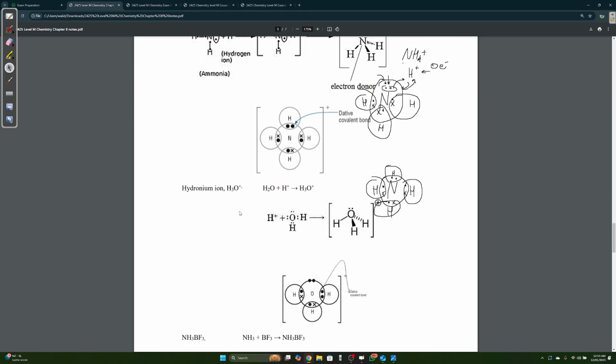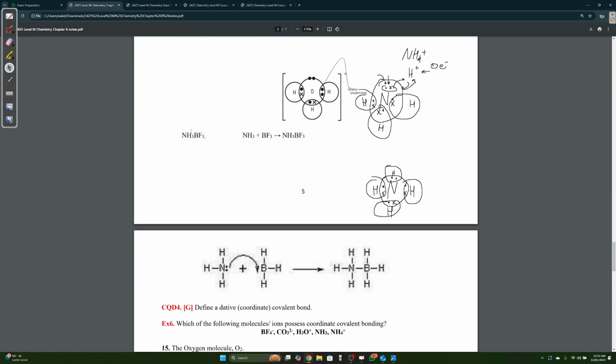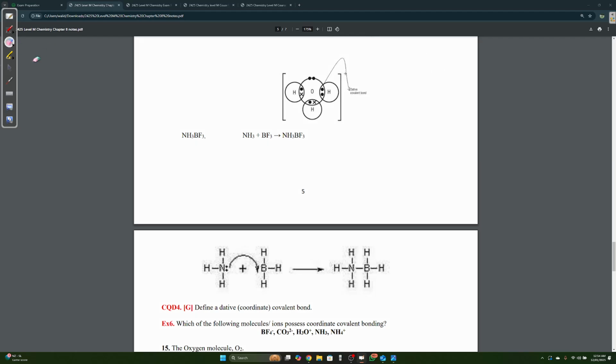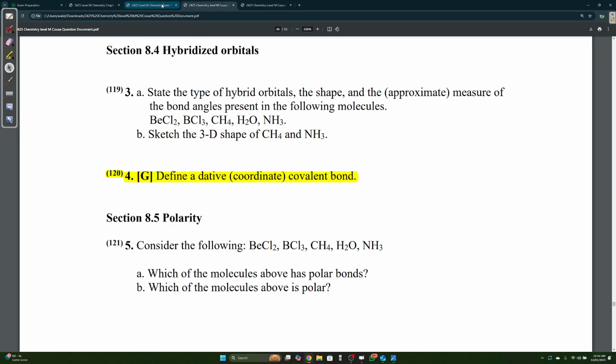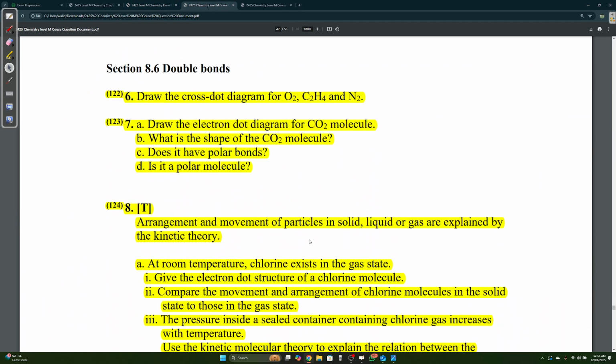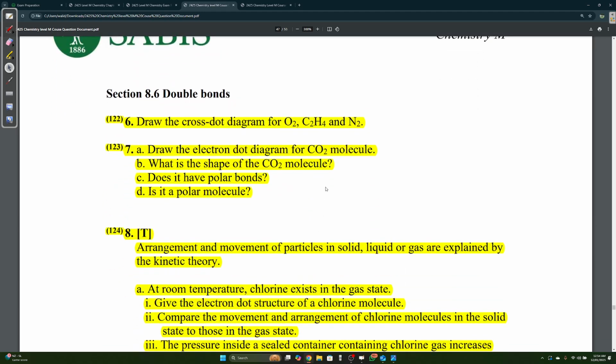These 3: NH4 plus, hydronium, and NH3BF3. Okay, moving on, because I feel we took way too long on drawing and stuff, but it's something you need to learn, and when you learn it, you're good.